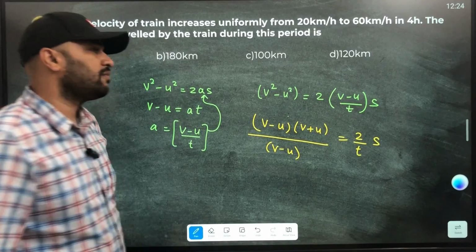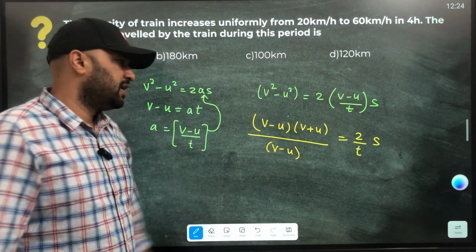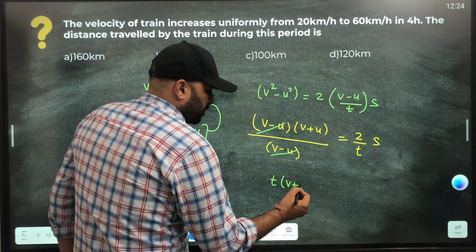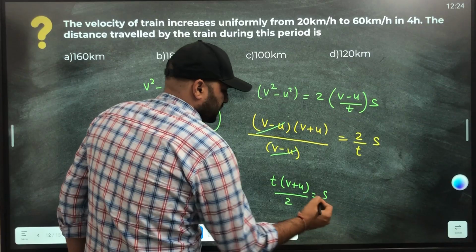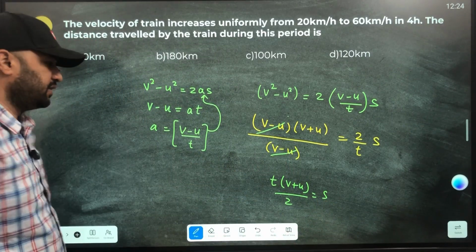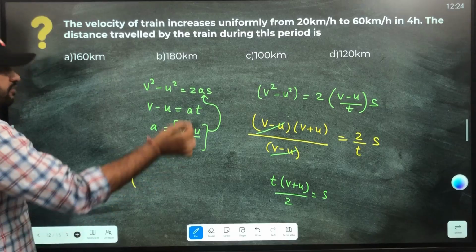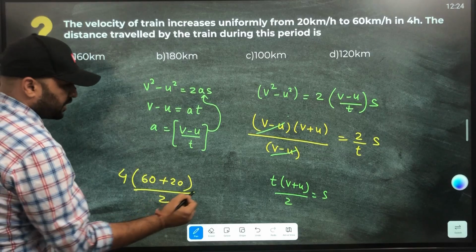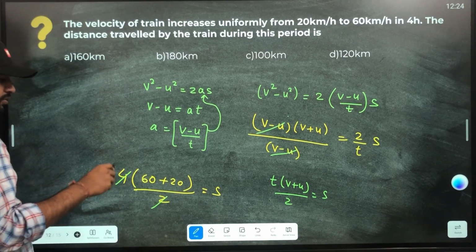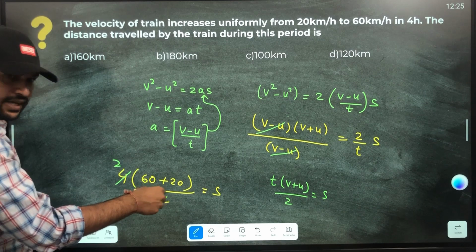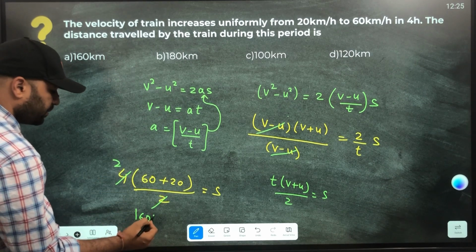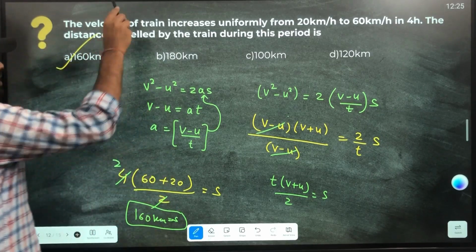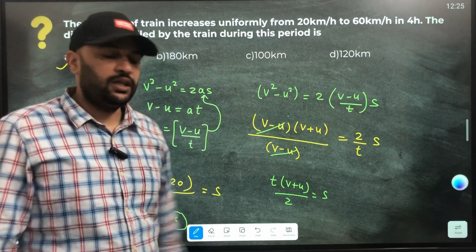I hope this is clear. I simply took v minus u, right? Later on I'll take t and 2 that side. We cancel out these two. So this will be t into v plus u whole divided by 2 equal to distance. Let's substitute the values directly here and you will get the value of distance. So time taken here is 4, v here is 60, u here is 20 and whole divided by 2 equals s. Correct? So this will be 2 and 60 plus 20, 80, 2 times 80 is 160. So 160 kilometers, that will be our distance traveled. Is there any such option, 160 kilometers? Yeah, option A is correct. 160 kilometers is the distance traveled by the train.